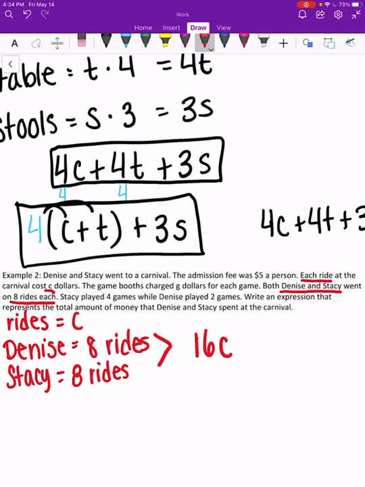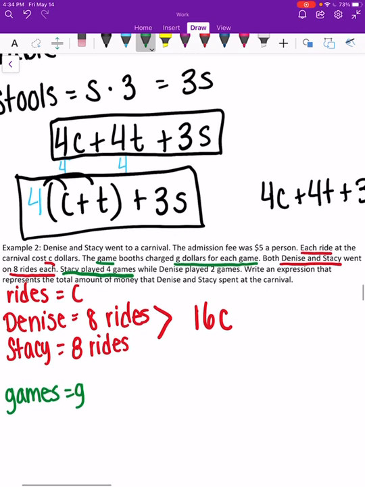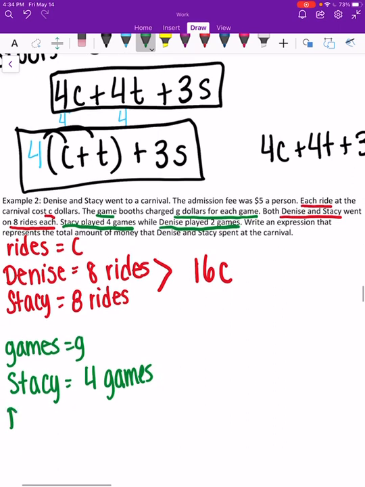Let's go down to our games. So it says the game booths charged G dollars for each game. Okay, so games equal G. And let's see, Stacy played 4 games. So I'm going to write Stacy played 4. And Denise played 2 games. So Denise played 2.